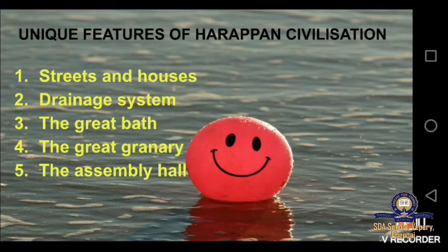Unique features of Harappan civilization. Harappan civilization had its own unique features. Like, when we look at animals, they have tails, right? That is their unique feature. While humans have legs. That is our unique feature. Likewise, Harappa had its own unique features. That is, they had streets and houses, drainage system, great bath, the great granary, and the assembly hall.